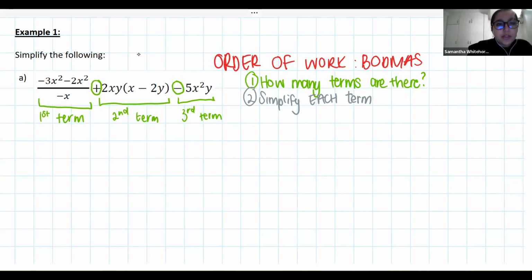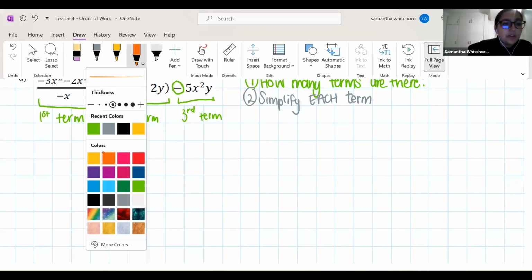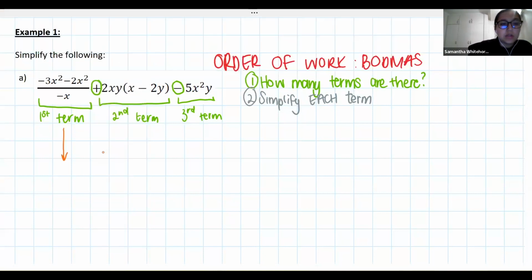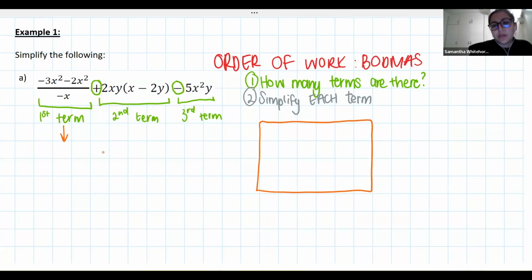If we start with our first term, our first term is that fraction. We want to simplify that fraction. So I'll do a little block here for my first term. If you need a working out piece of paper, by all means have one. Our first term is minus 3x squared minus 2x squared, divided by minus x.